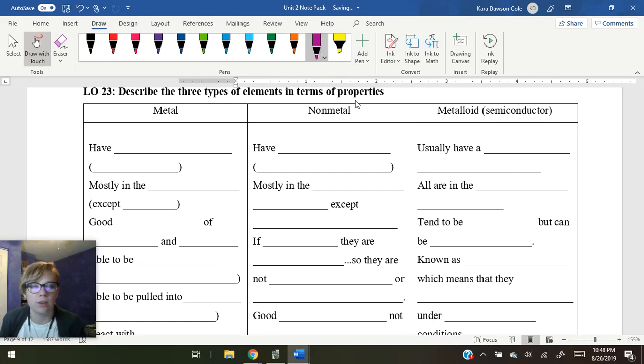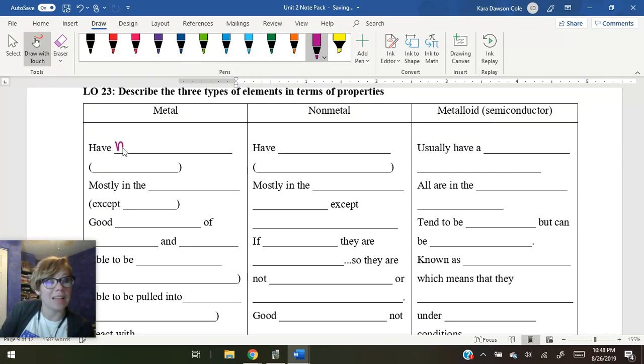All right, so this is to describe the three types of elements in terms of their properties. So you have a metal and a nonmetal and a metalloid, which is also a semiconductor. Okay, so we can call a metalloid a semiconductor.